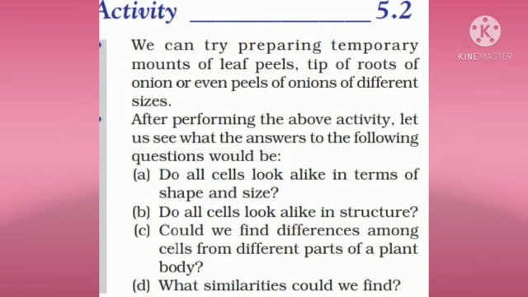The third question is, could we find differences among cells from different parts of a plant body? The answer is yes. Their shapes and sizes vary from one another. The last question is, what similarities would you find? The answer is they have a similar structure.